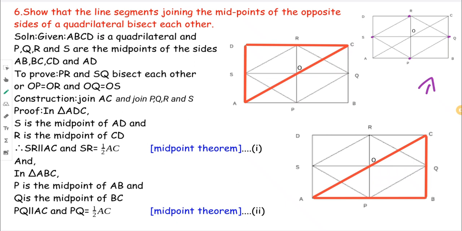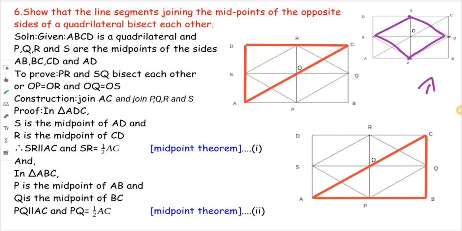So in short, we're just asked to prove that OR should be equal to OP and OQ should be equal to OS. So how will we prove this? We'll try to prove that PQRS is a parallelogram. Once you prove this, we already know that diagonals of a parallelogram bisect each other.